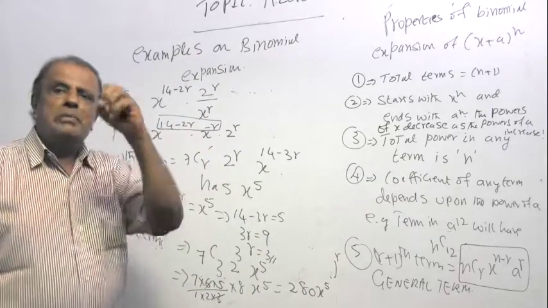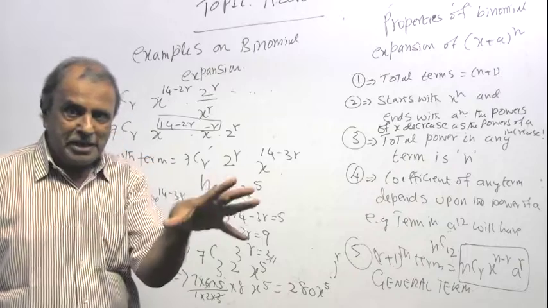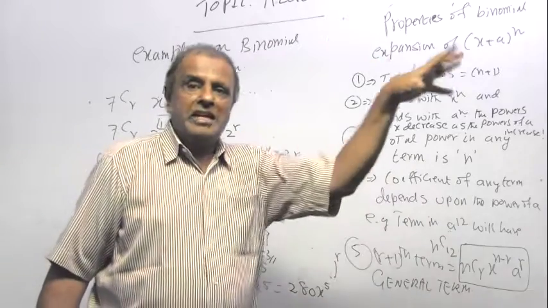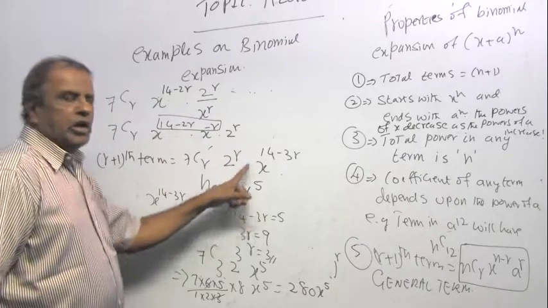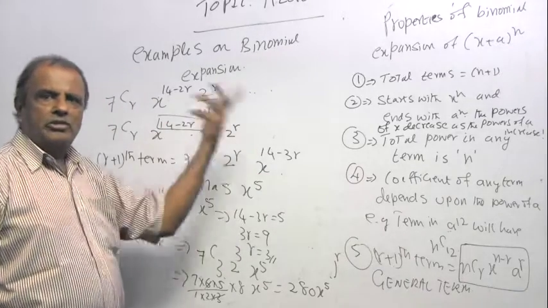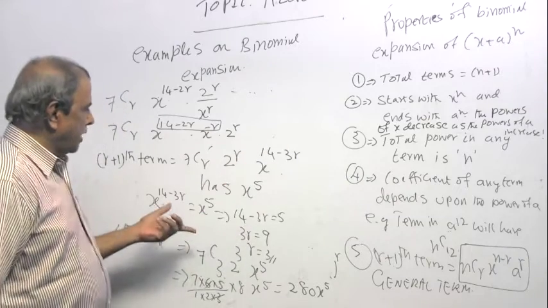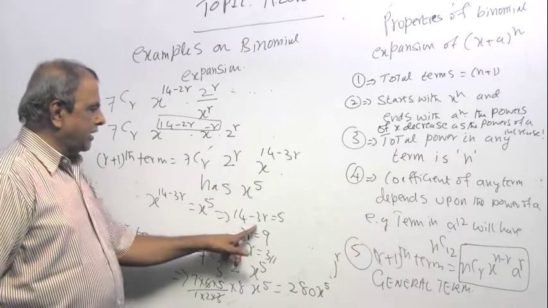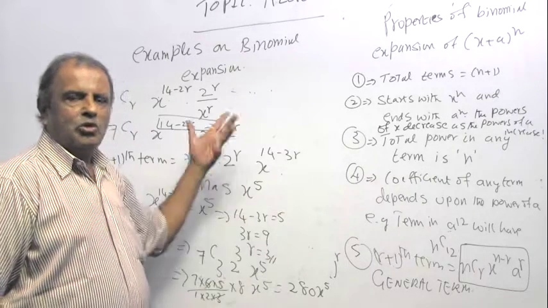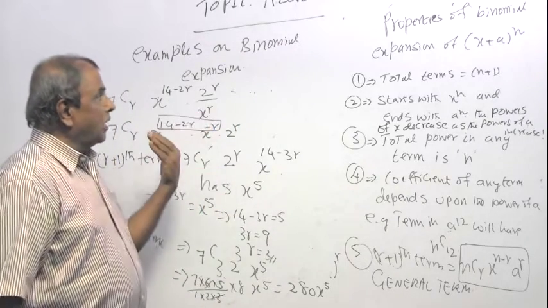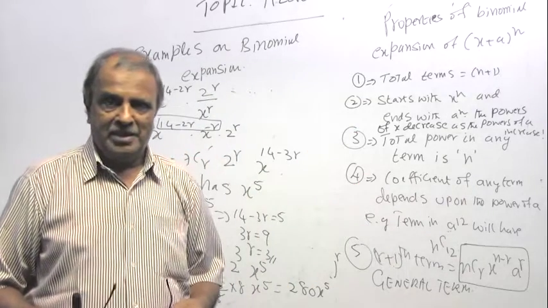Sometimes they say term independent of x, especially in the Indian syllabus, they ask term independent of x or the constant term. Then what you do is you put this equal to x power 0. So term independent of x or constant term means it has x power 0. In this case, it wouldn't work because if I put 14 minus 3r as 0, I'm going to get r as a fraction. For example, if it was x squared minus 1 over x squared power something, it might have worked.